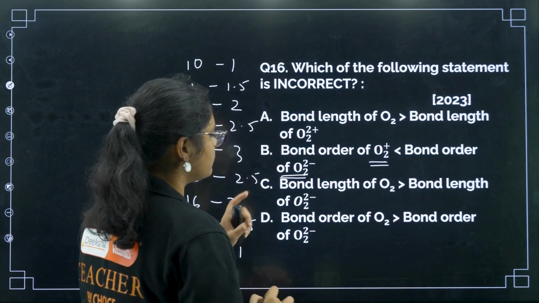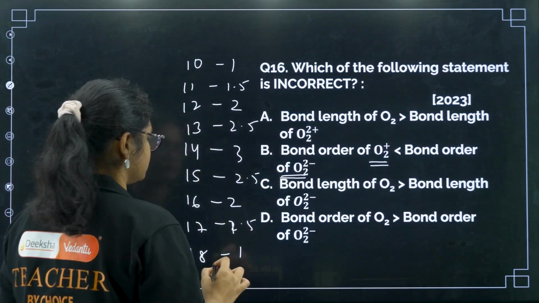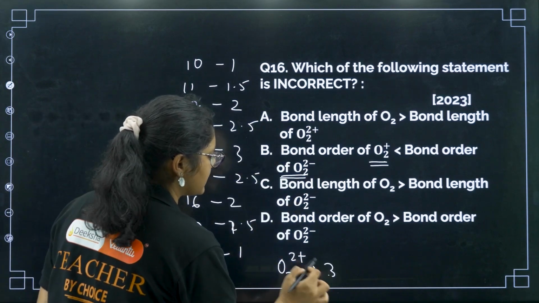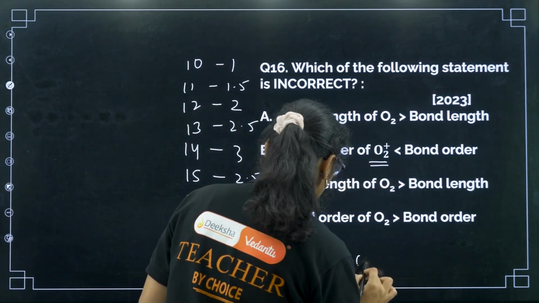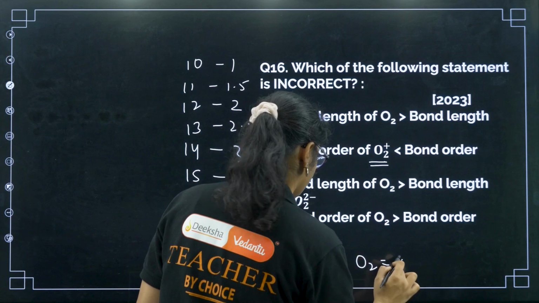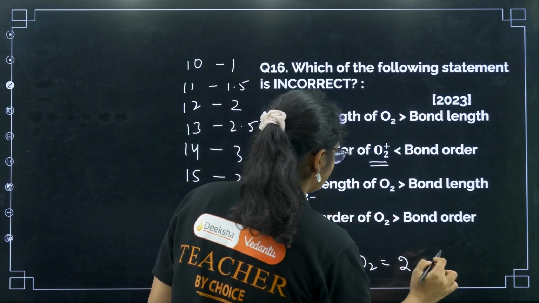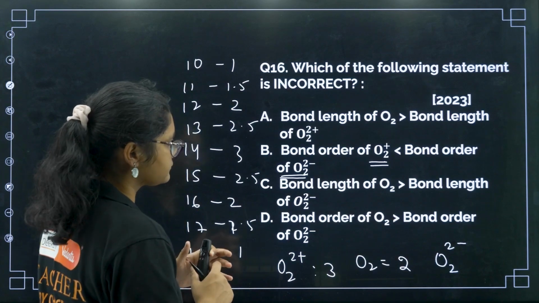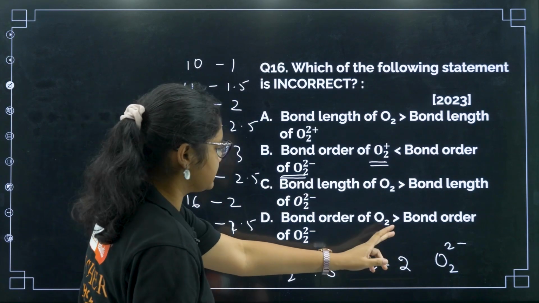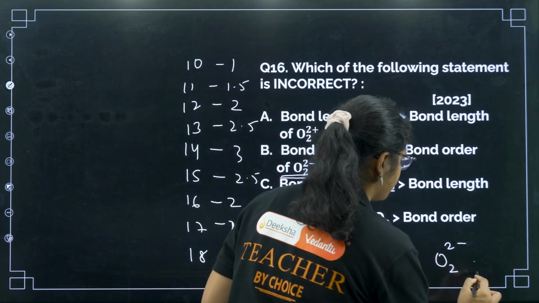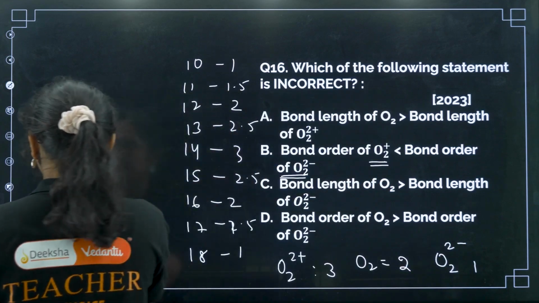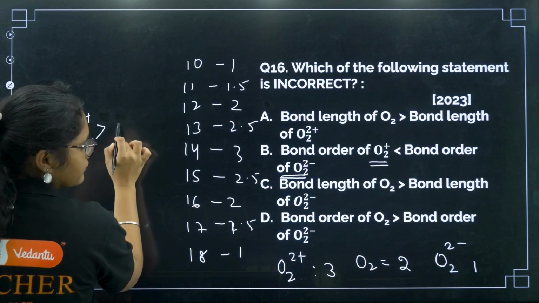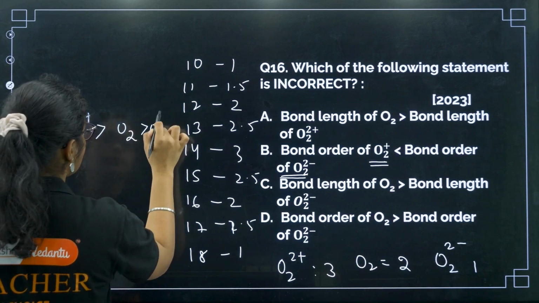Now if you see, O2 2 plus has 14 electrons, so it has bond order 3. Then O2 with 16 electrons will have 2. And then you have O2 2 minus, so that is 8 plus 8 is 16, 17, 18. So here the bond order is 1. So what is the order of bond order? Bond order will be O2 2 plus, then O2, and then O2 2 minus.